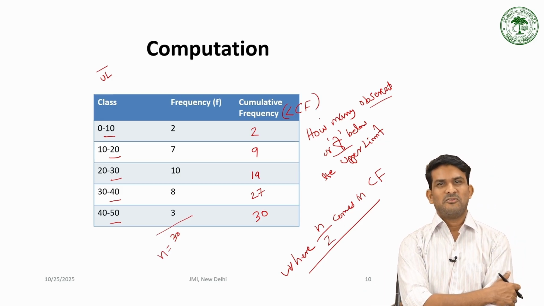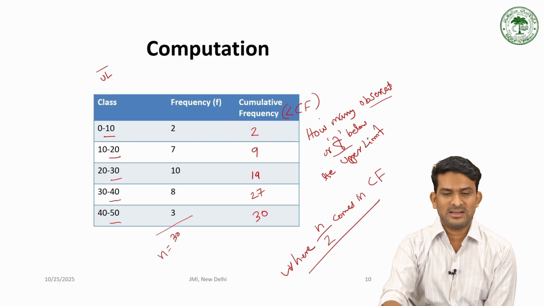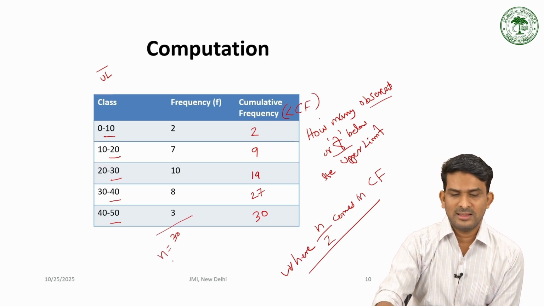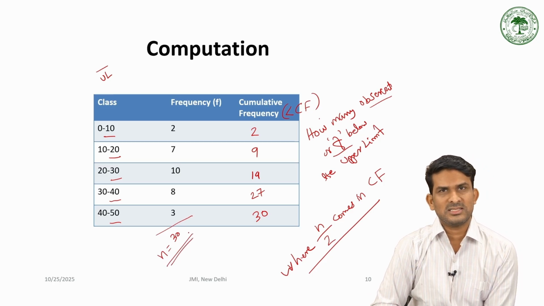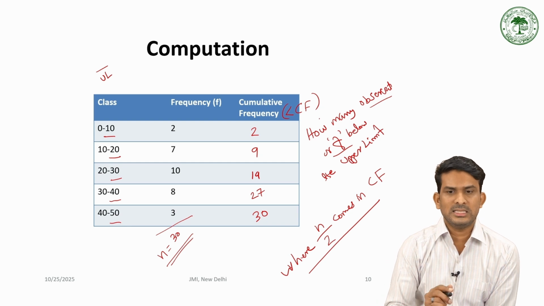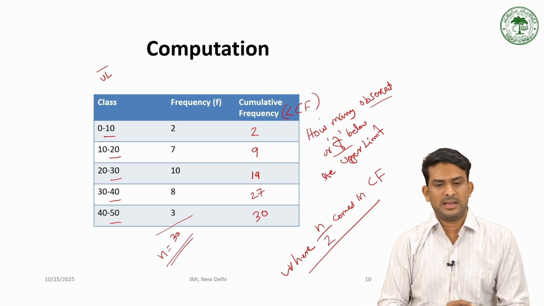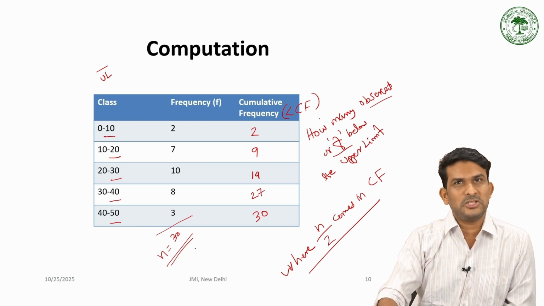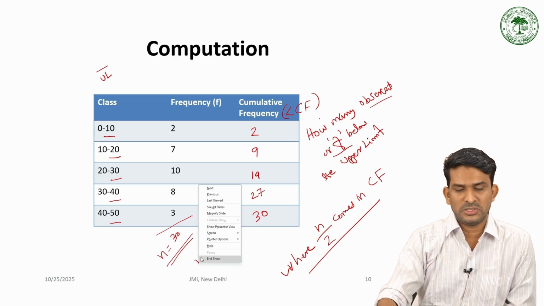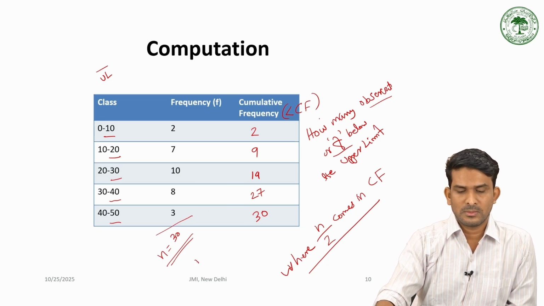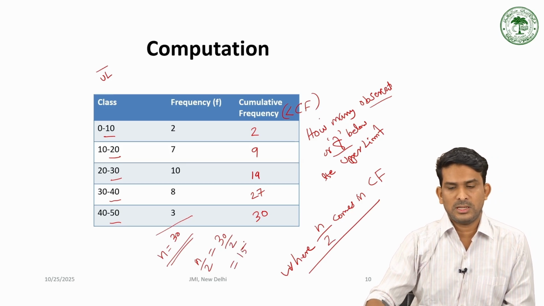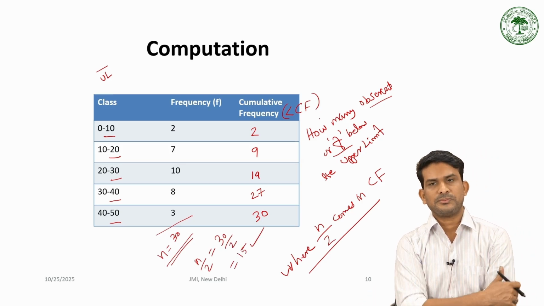Got it? What is n by 2? What is n here? 30. Any confusion? What is n? Yes, it is 30. Total of frequency, that is n. N is 30. What is n by 2? N by 2 is 30 by 2. It is 15. Am I right? This is n by 2.